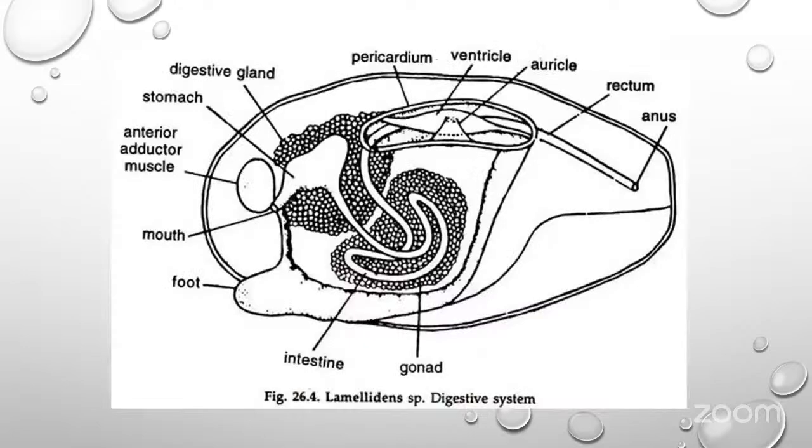Let us look at the diagram of the digestive system of the freshwater mussel. This is the foot. Then this is the mouth, anterior adductor muscle, stomach, digestive gland. This dotted area is the digestive gland, then pericardium, ventricle, auricle, and this is the rectum. So this is the heart, which has an auricle and ventricle and is covered with the pericardium, and the rectum and anus. This is the digestive system of Lamellidens.